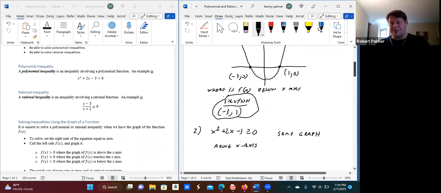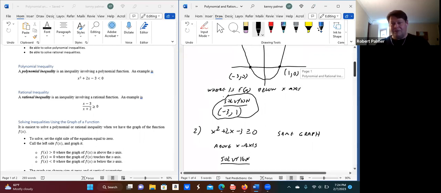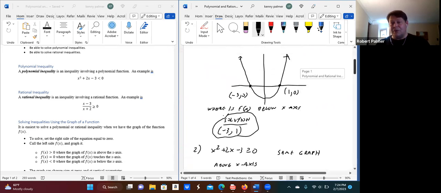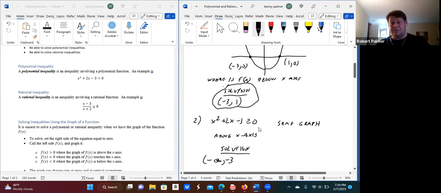Okay, and we can see that in our solution, that's where it's above the x-axis and also equal to 0, is to the left of -3. So that's negative infinity to -3. There's always parentheses with negative infinity. In this case, since it says greater than or equal to, the -3 itself is included. So our endpoint itself is included in this one.